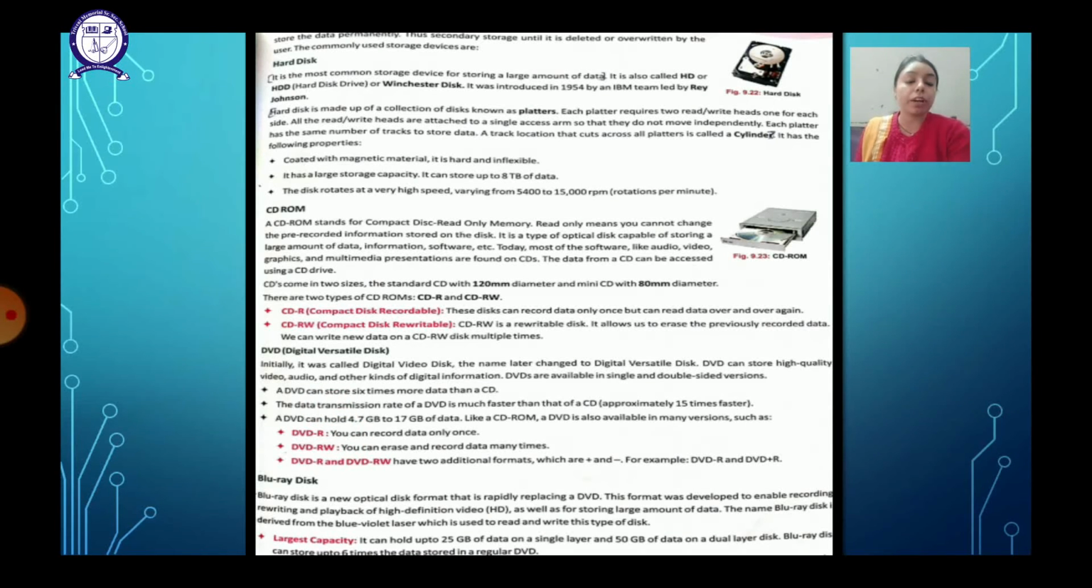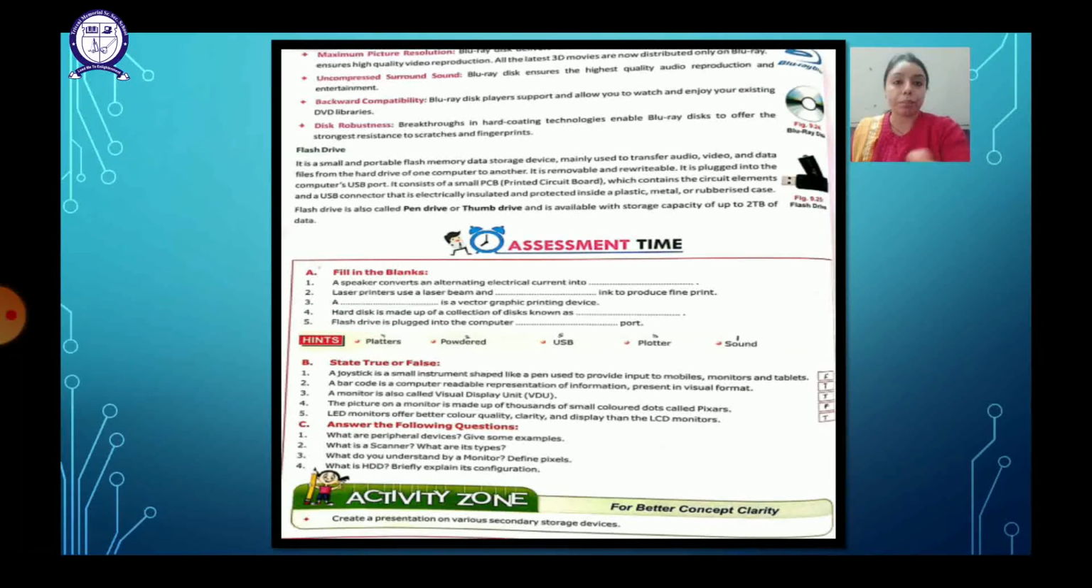The 25 GB of data is a very huge amount of data, and this much data can be stored at one side, and at the other side again 25 GB of data can be stored. So if it is a dual layer disc, it can store around 50 GB of data, right?